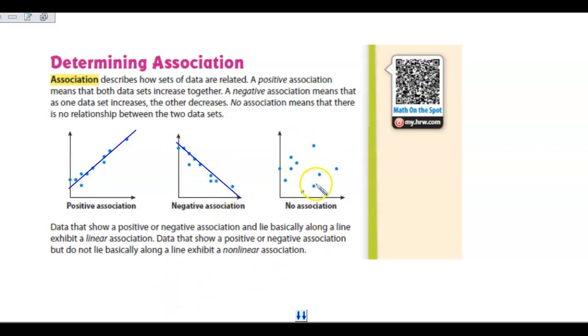But again, with this no association, there really is no specific way that shows that this one is more right than the other. And so this would not be linear. If I did this, I'd kind of swirl around like that. And that is definitely non-linear. Okay.